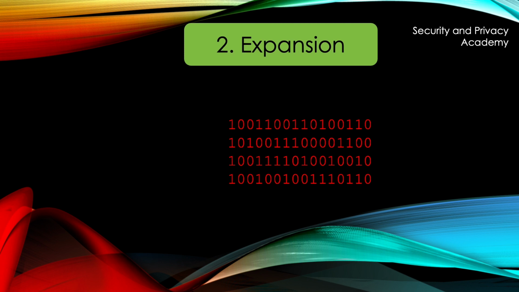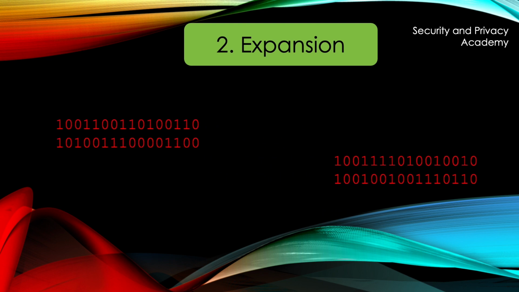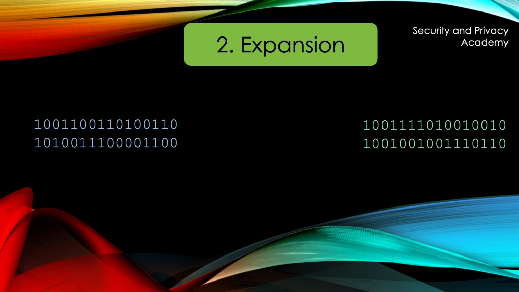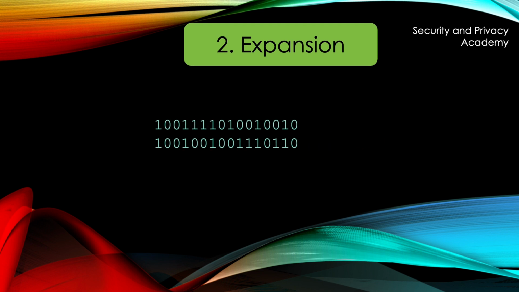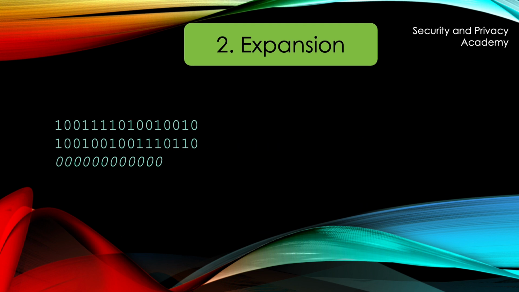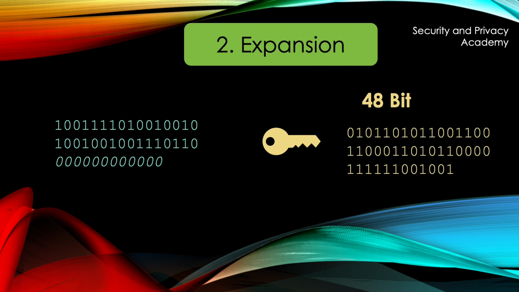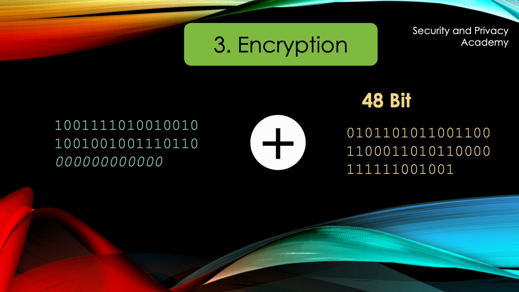The block gets separated into a left and a right part. We ignore the left part for now. The right part gets expanded with 12 bits to reach 48 bits. From the original 56-bit key, 16 48-bit keys are derived. Each is used for one round of these iterations. Let's assume this key here, which has 48 bits. During each iteration, the right side gets XORed with the round key, in this case, resulting in that.